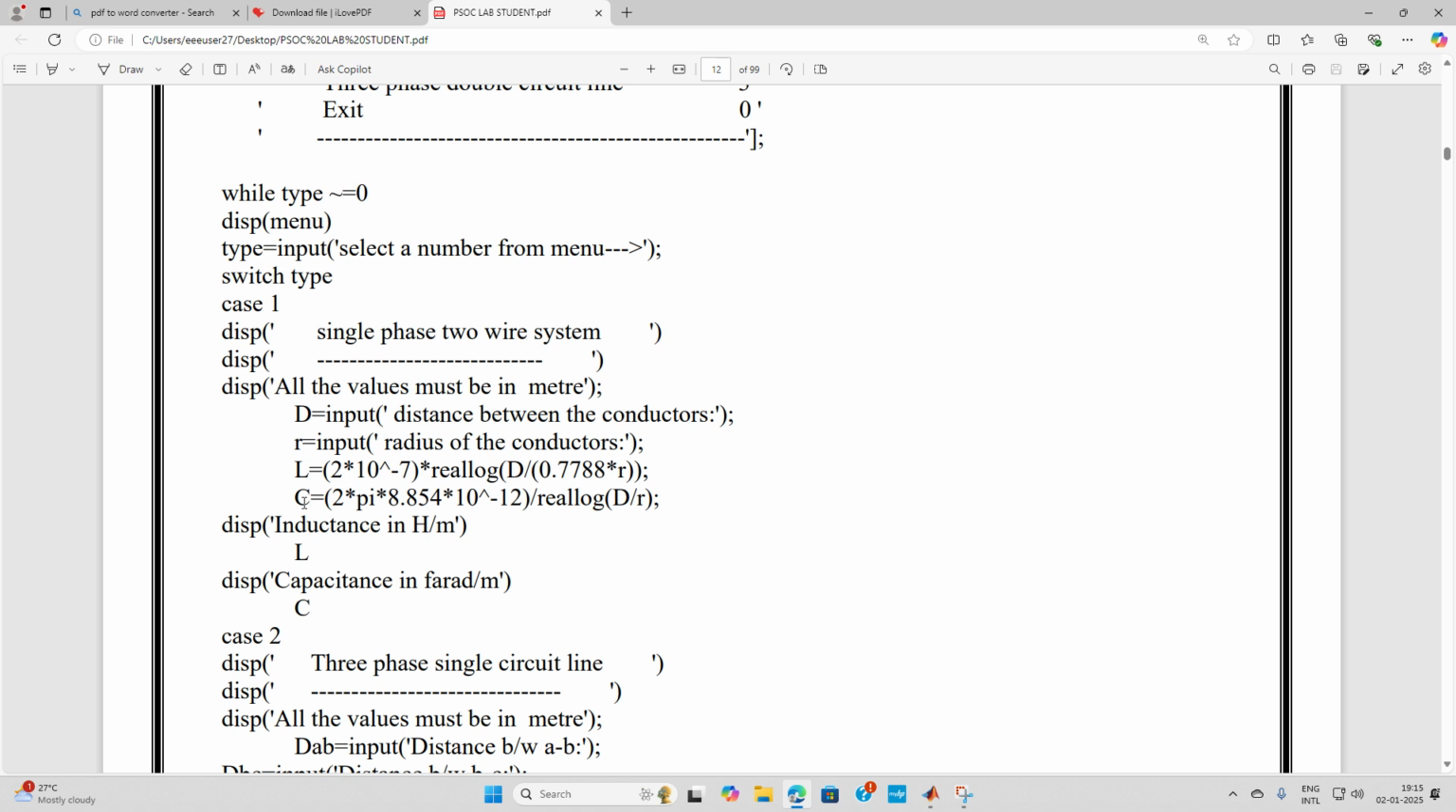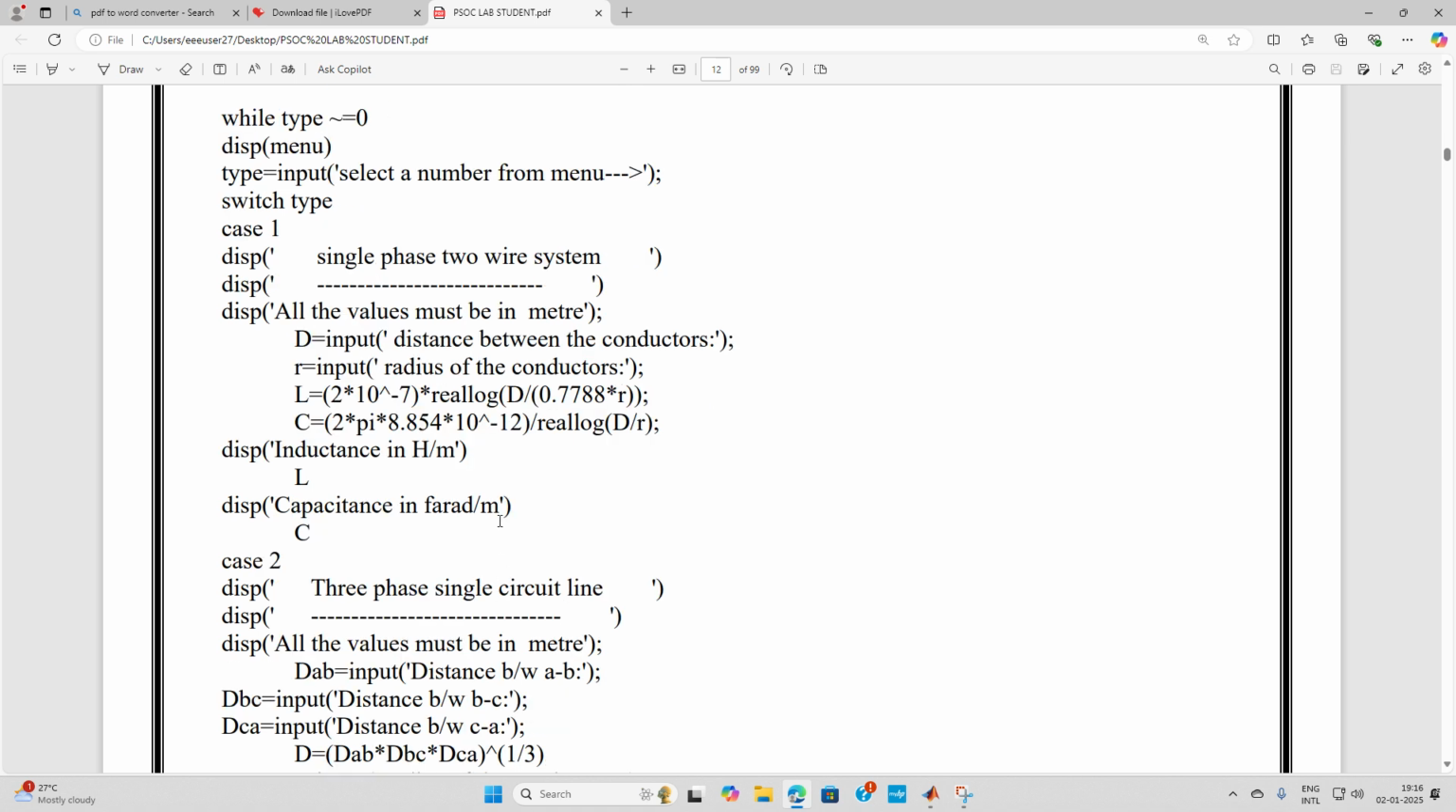Another one is the capacitance value. This formula is used to find the capacitance value of the given parameter. So C is equal to 2 into pi into 8.854 into 10 power minus 12 by ln of D by R. That means D means diameter and R means radius. Here we are using it for inductance. Basically the inductance unit is Henry, but here it is Henry per meter. Next, capacitance: the unit is farad, and farad per meter means how much distance is utilized in the capacitor.